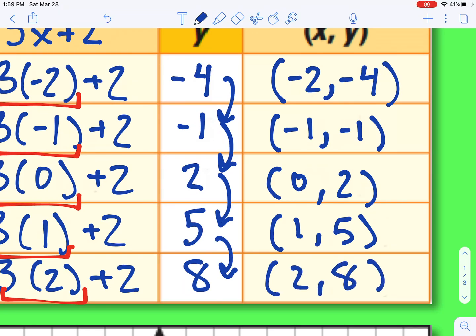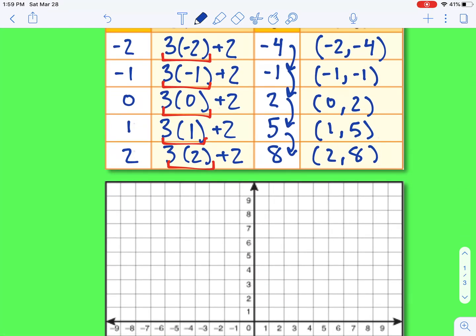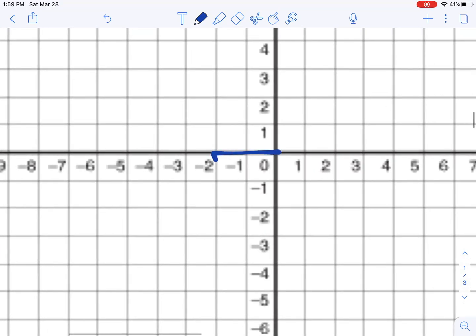Alright, now I've got my 5 ordered pairs. I'm going to go down to my graph, and I'm just going to start graphing them. I'm going to start with negative 2, negative 4. So, negative 2, negative 4. Put that right there.